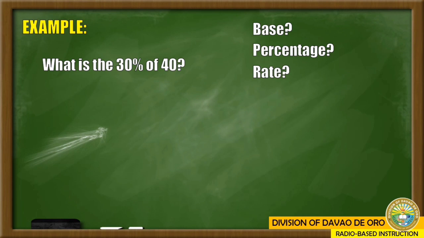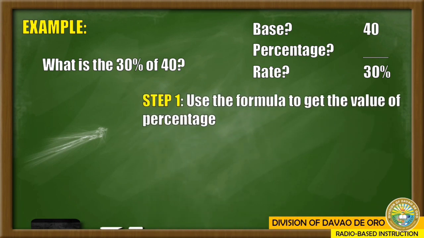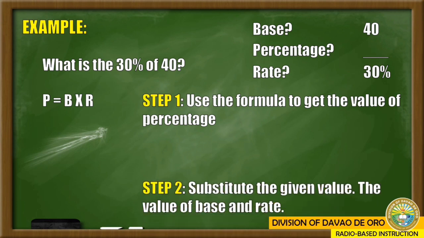Okay, let's find the value of base. Our base is very good, 40. How about our percentage? Blank, very good. Our rate is good job, 30%. Now, we will solve the value of percentage. Step 1. Use the formula to get the value of percentage. So again, what is our formula? Very good. Percentage is equal to base times rate.